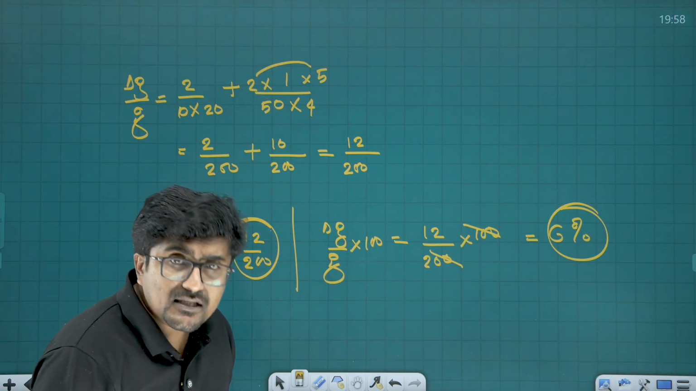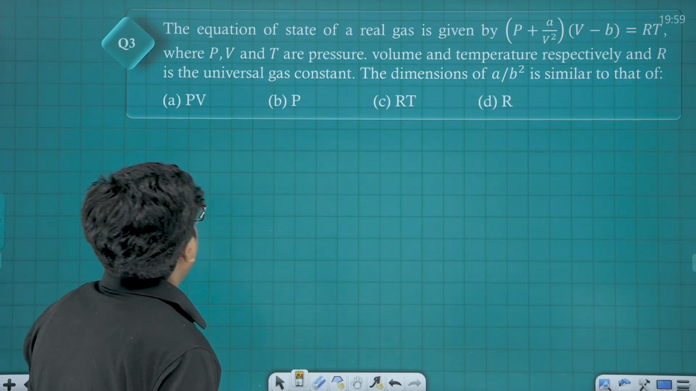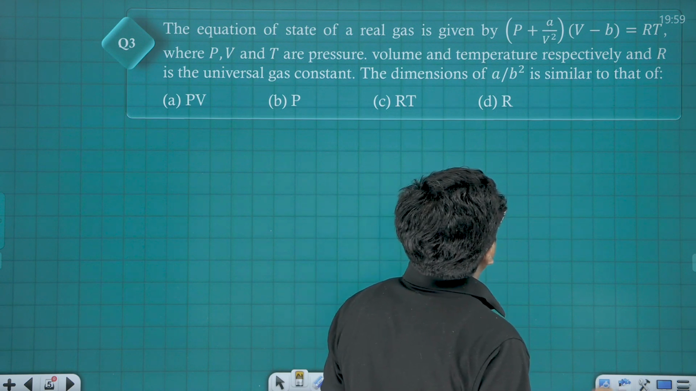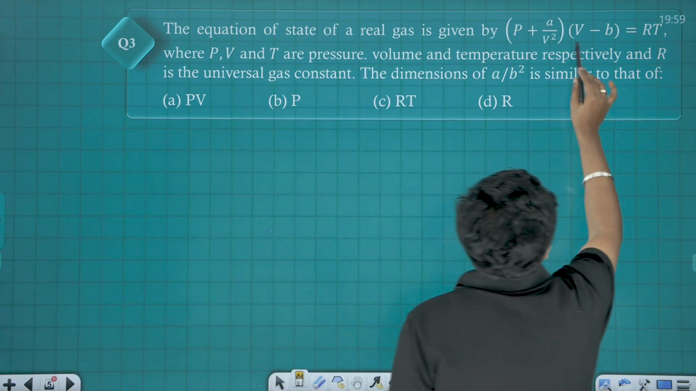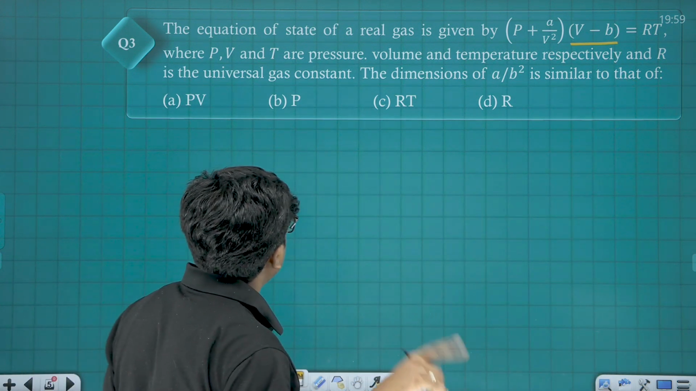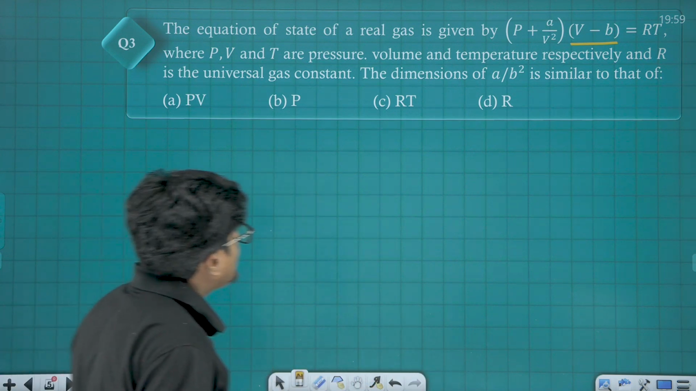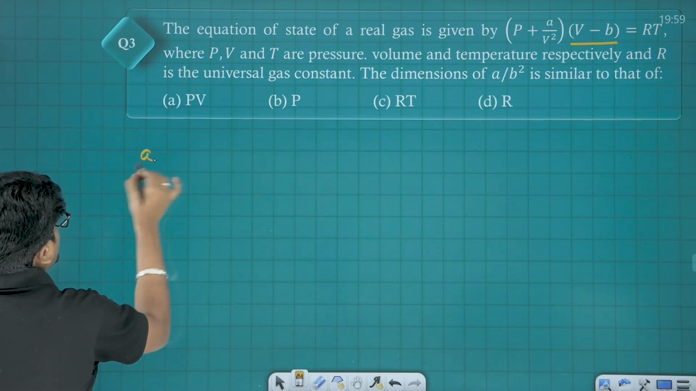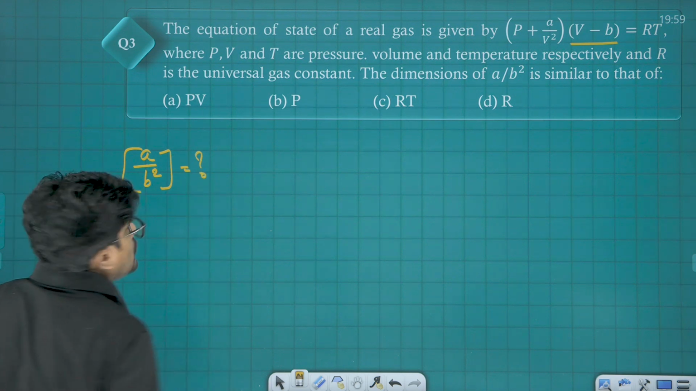So let me take you to the next, that is question number 3. Here comes question number 3. Question says, the equation of state of a real gas is given by P plus A by V square into V minus B equal to R into T, where P, capital V and capital T are pressure, volume and temperature respectively, and capital R is universal gas constant. The dimension of A by B square, dimension of small letter A upon B square, this is what we need to find out.